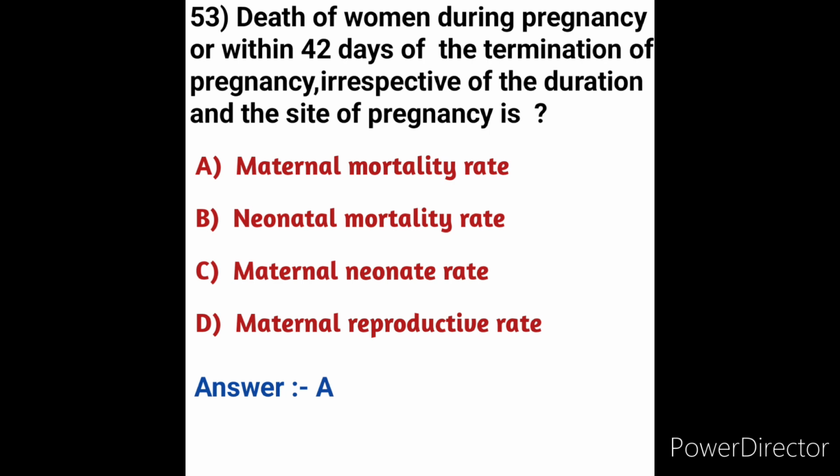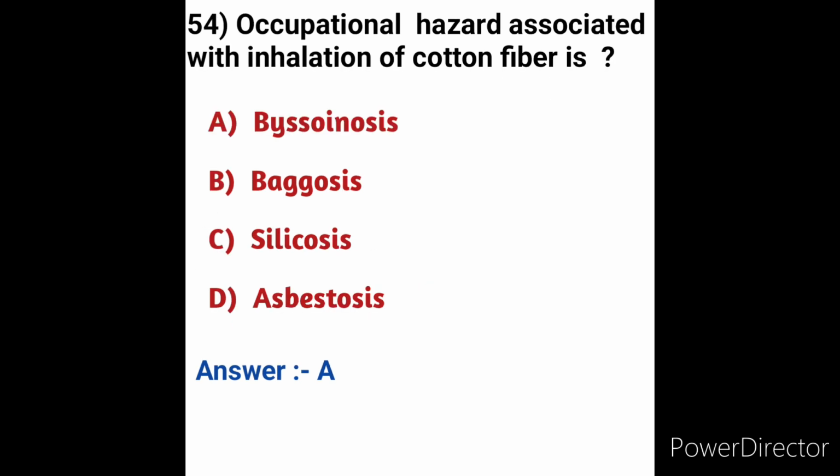Next, move on to question number 54. Occupational hazard associated with inhalation of cotton fibers is called as. We will see the options here. Option A, byssinosis. Option B, bagassosis. Option C, silicosis. And option D, asbestosis. Here, the inhalation of cotton fiber is called as option A.